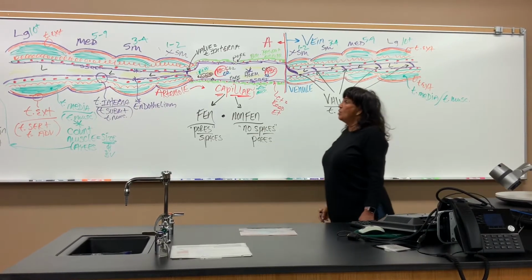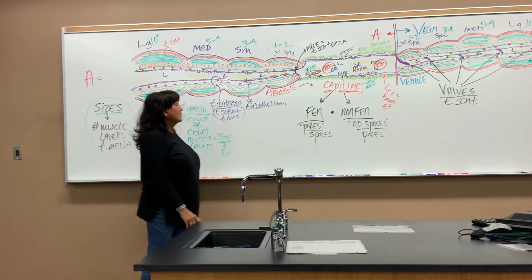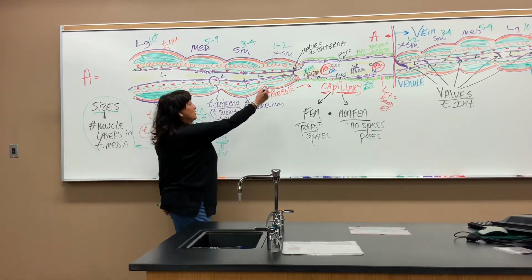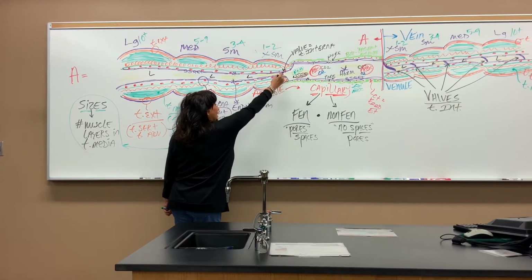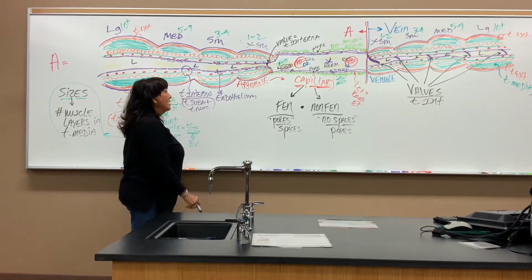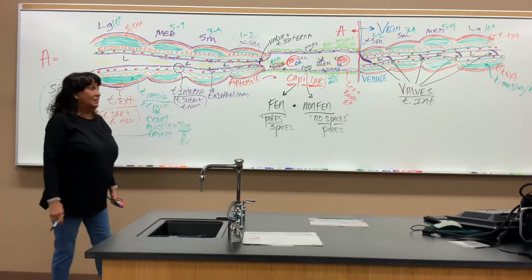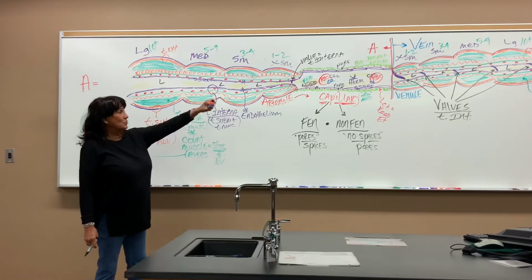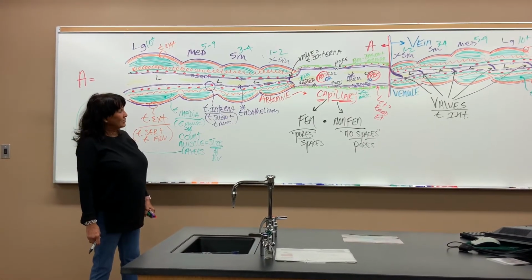The only one over here on the artery side that can have a valve is the arteriole, the extra small artery, and there it is right there. And so it will have a little valve to prevent backflow from the capillary. So it forces the blood forward into the capillary, right? So that would be it.